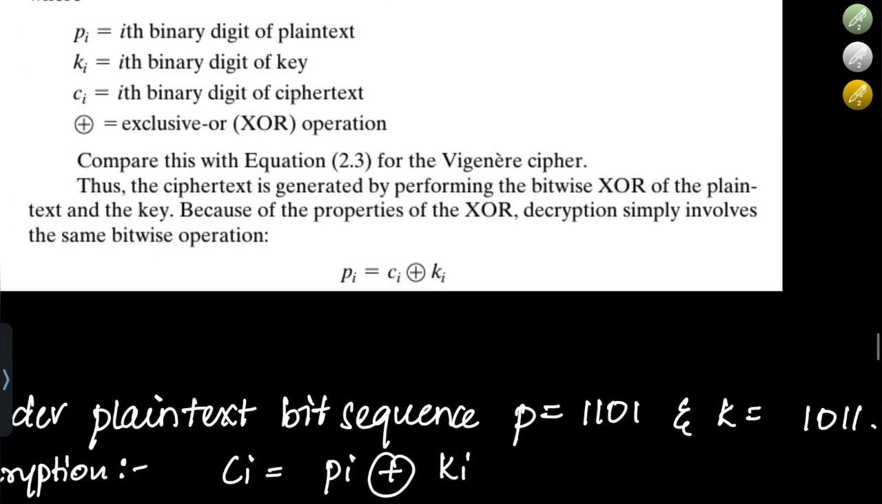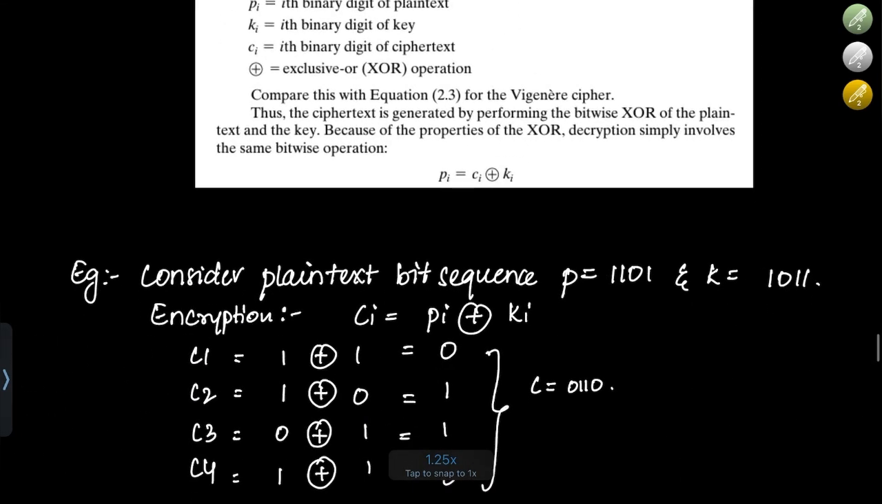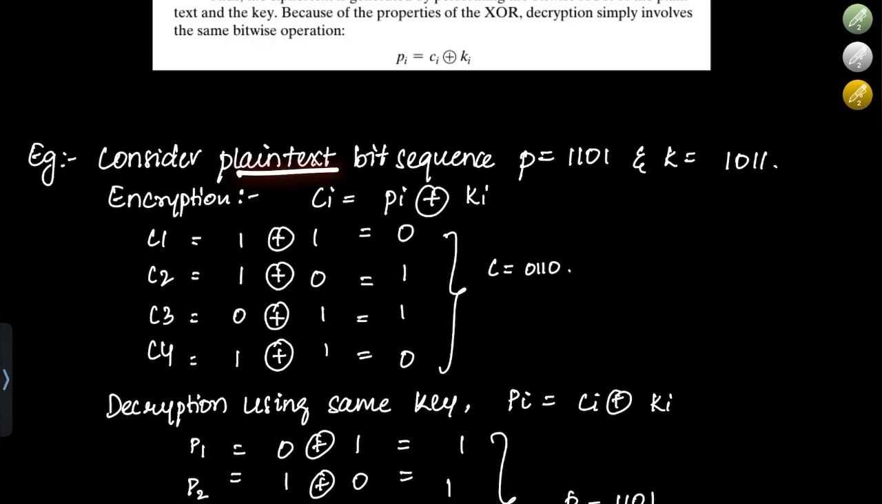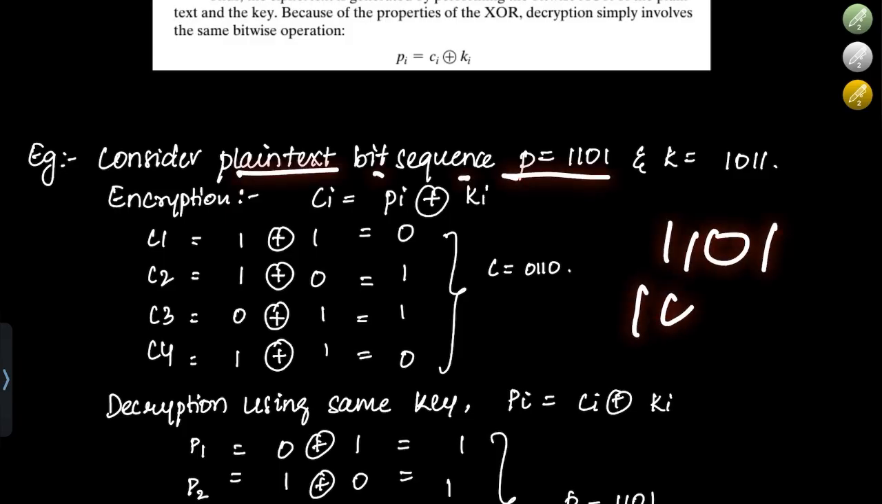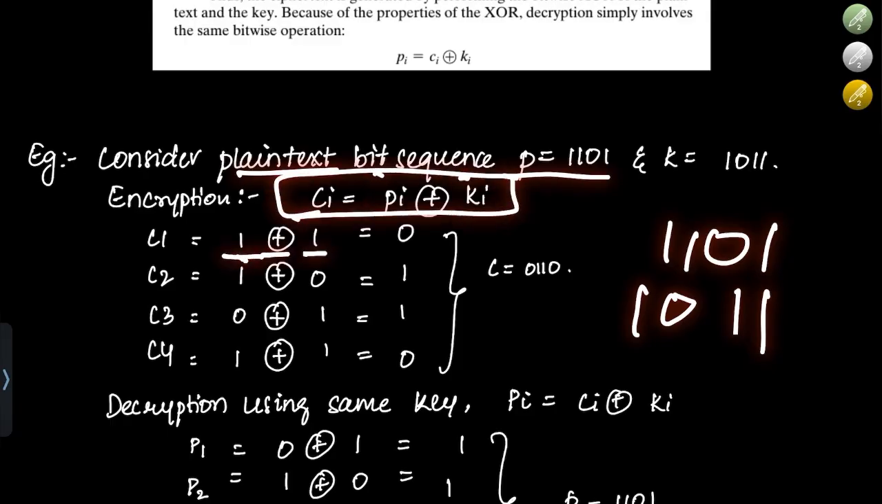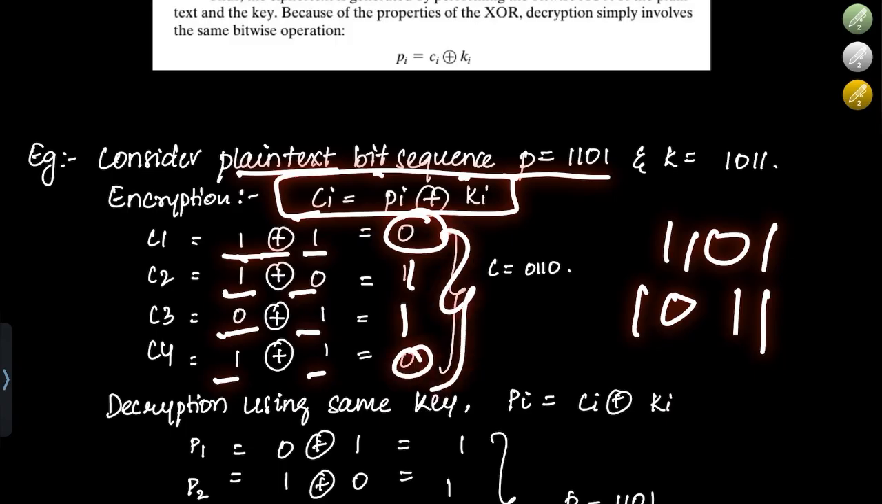So next, let us consider this example where the plain text bit sequence is P equal to 1101 and the key value is 1011. So we have to perform encryption. So 1 XOR 1 is 0, and 1 XOR 0 is 1, 0 XOR 1 is 1, and 1 XOR 1 is 0. We know how the XOR operation is done. So we get the ciphertext 0110.